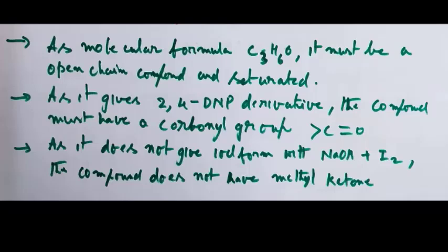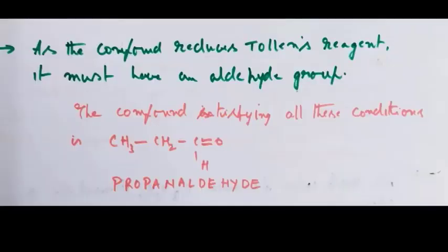As it does not give iodoform, iodoform is CHI3. As it does not give iodoform with sodium hydroxide and iodine, the compound does not have a methyl ketone. As the compound reduces Tollens reagent, it must have an aldehyde group. Therefore, satisfying all the conditions mentioned here, the compound must be propanaldehyde.